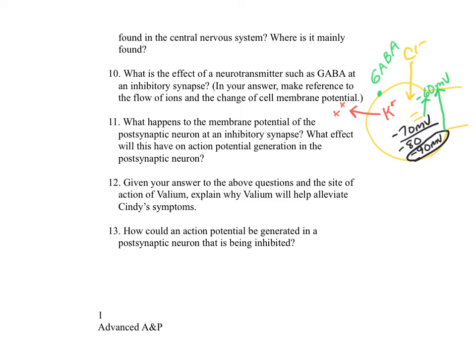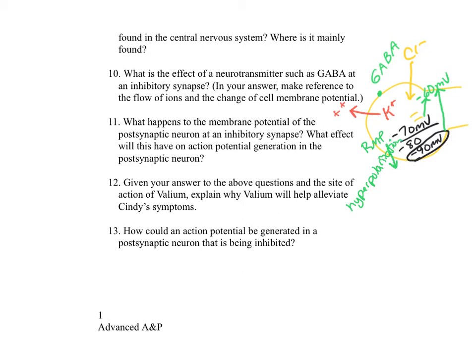The next question asks what happens to the membrane potential of the postsynaptic neuron at an inhibitory synapse. Well, the answer is the postsynaptic cell membrane became hyperpolarized toward negative 90 millivolts. So hyperpolarization is anything below resting membrane potential. The resting membrane potential is negative 60 or negative 70, but it was taken all the way down to negative 90, and that is called hyperpolarization. Okay, so that's what happened to the membrane potential.